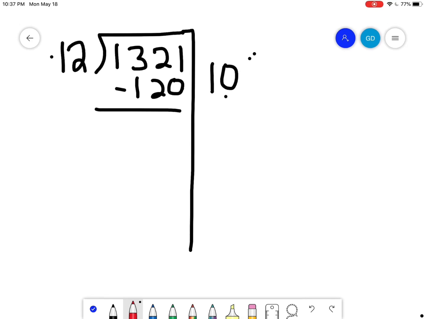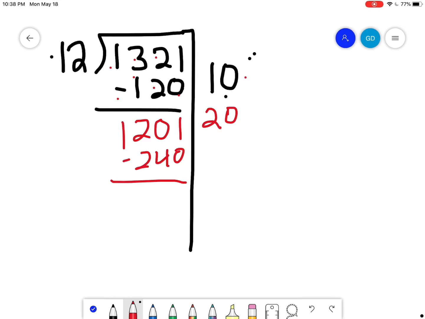So if I take 120 out of there, so let's take 10 12s out of there. 1 take away 0 is 1. 2 take away 2 is 0. 3 take away 1 is 2. And 1 take away 0 is 1. So I'm still sitting with 1,201. I can do 10 again, or I can start getting a little more creative. If I know that 10 times 12 is 120, well, what's 20 times 12 going to be? It's going to be double what 10 was, right? So what's double 120? It's 240. So why don't I take 240 out of there?